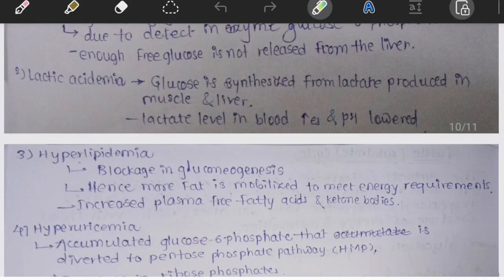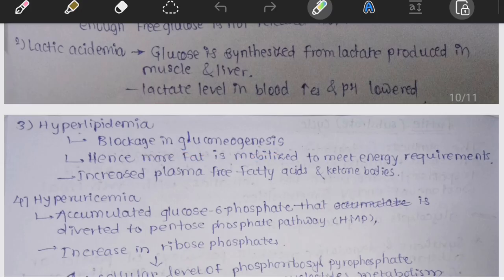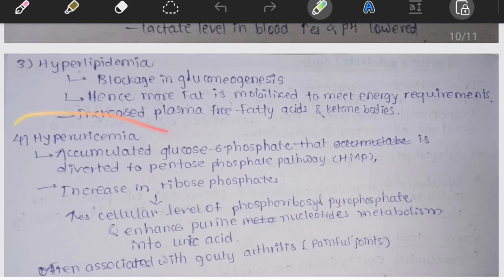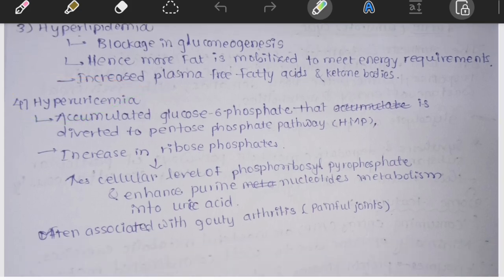Third one is hyperlipidemia. Now the body still needs energy. Since the glucose cannot be released, it starts mobilizing the fats. Fat breakdown increases. As a result, the blood contains more free fatty acids, triglycerides, and ketone bodies. This produces hyperlipidemia.